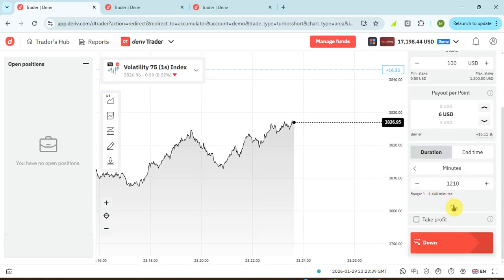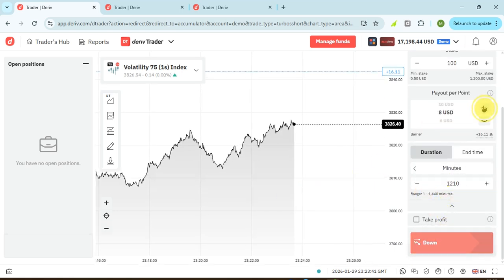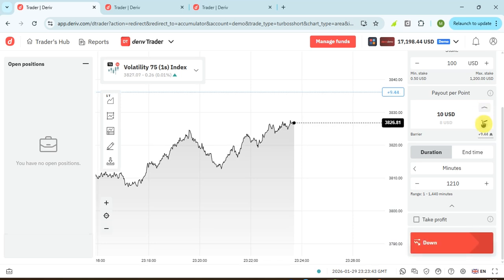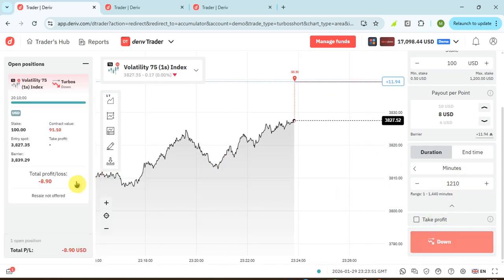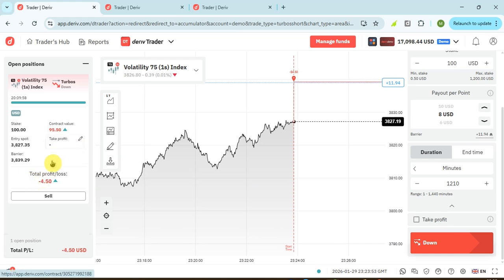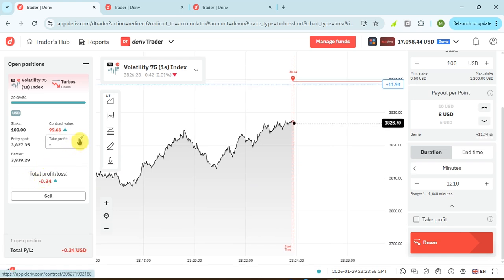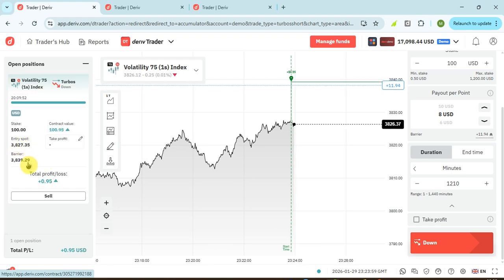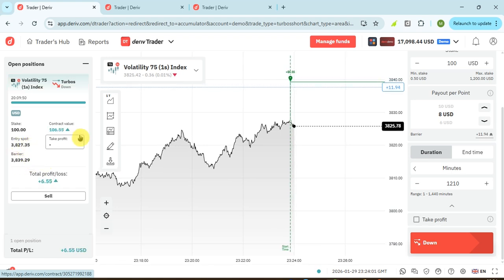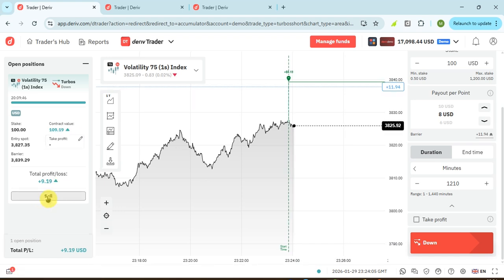And then if I predict it will be going down, I just choose this one. As I predict it will be going down, I'll have a contract here which I can edit or I can sell. So you can see my entry spot, and then you can see my barrier here. Here I can edit the take profit, or I can just sell.